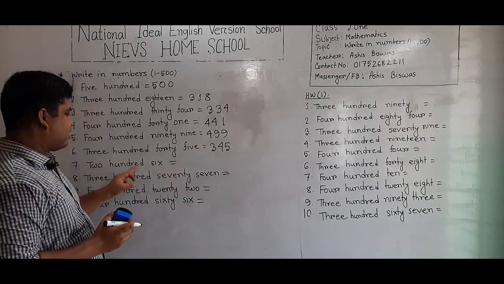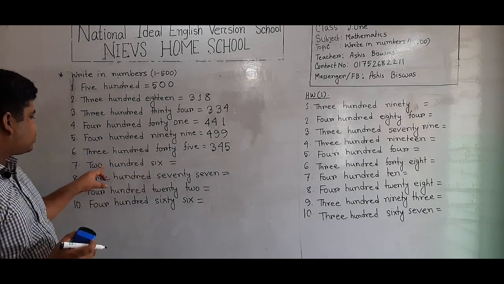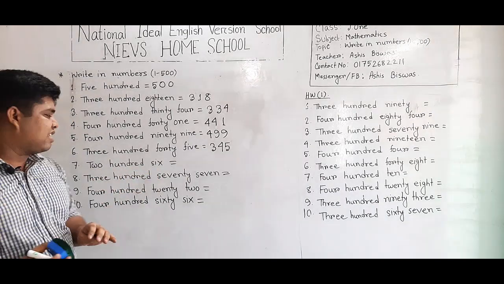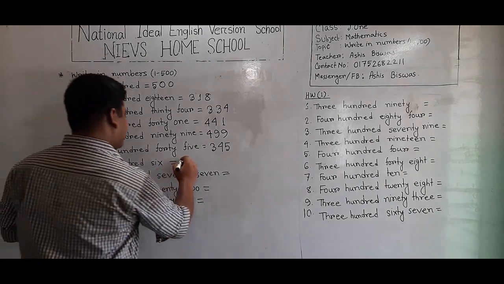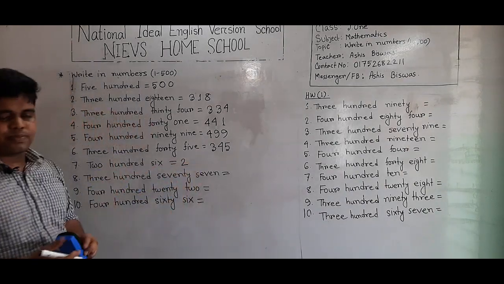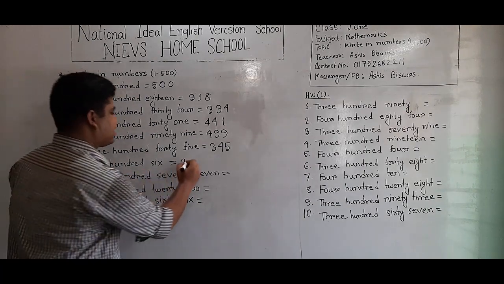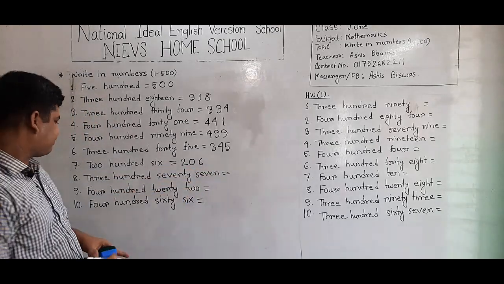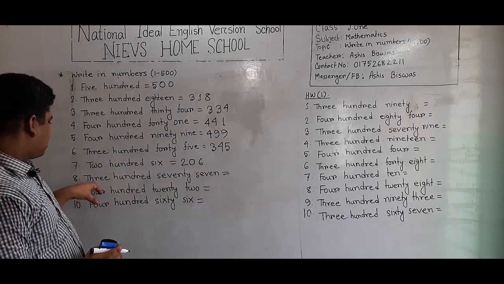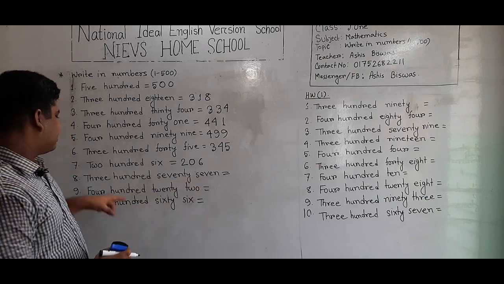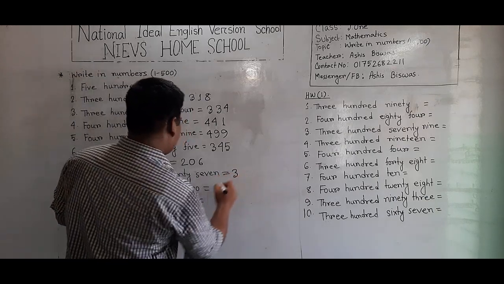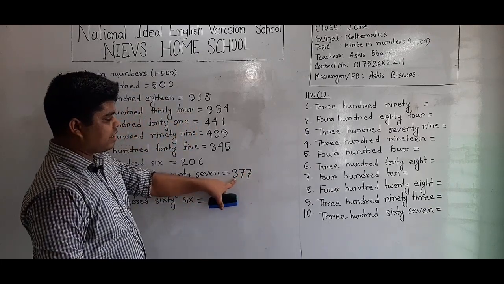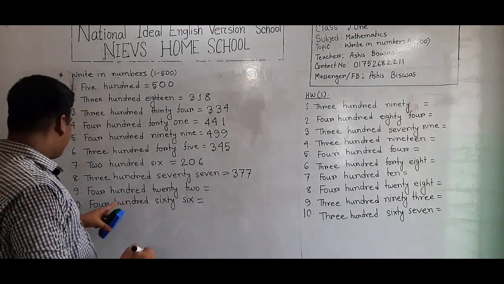Number 7, 206. My dear students, notice 206, that means you have already learned this in your half yearly syllabus. That means 200 and 6, that means tens place is absent. For this reason tens place will be 0 and 6 is here. Read as 206. Then number 8, 377. 300 means write 3 first, then 77, that means I write 77 and read as 377.